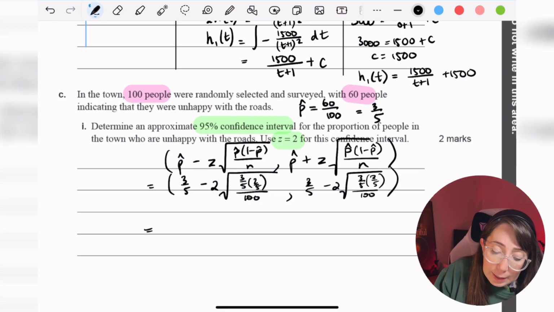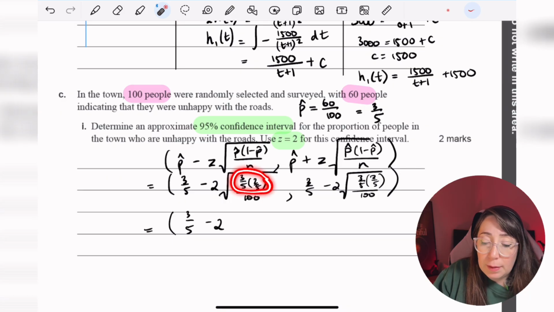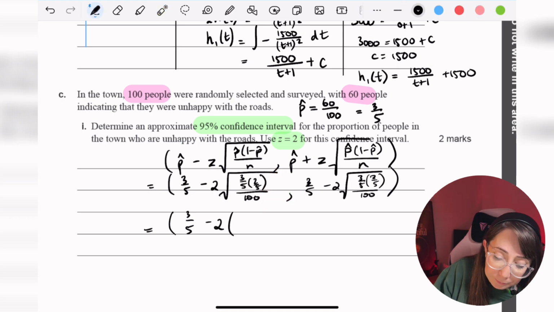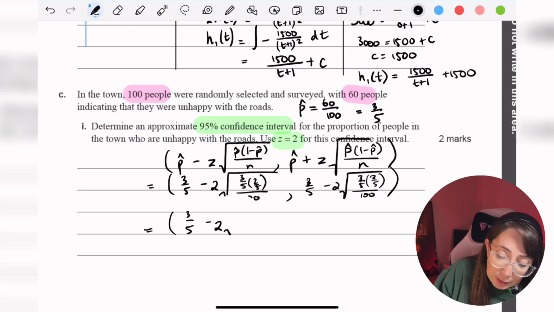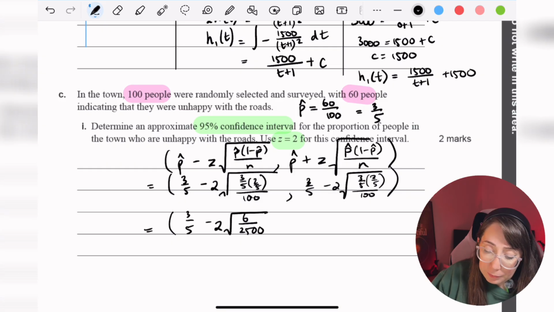Now it's up to you in terms of how you want to work this out from here. We can do a little bit of work in our head. 3/5 times 2/5 is going to be 6 on 25. And then when that's on 100, you multiply the two denominators, so that'll be 6 on 2500. Actually, there should be a square root there. So that'll be the square root of 6 on 2500, and then the same for the other side.